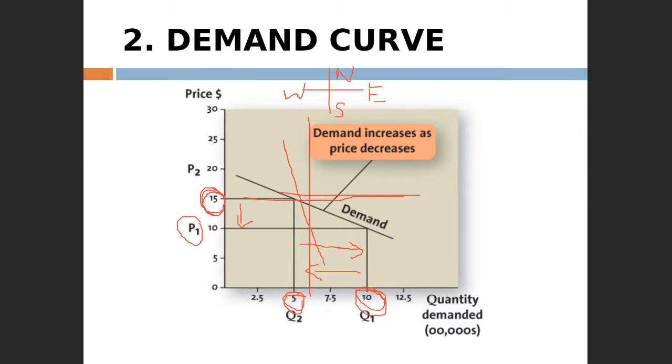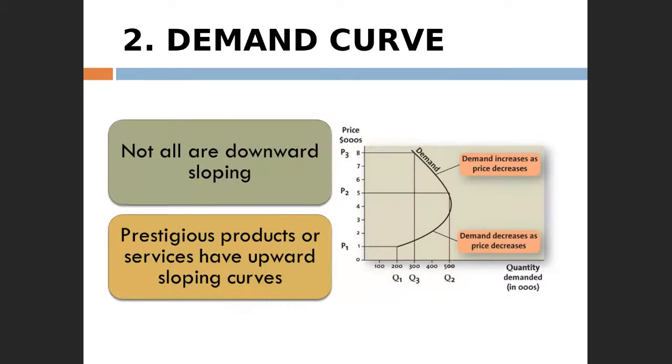Okay. So the demand curve, we have looked at this, the traditional one, the line, and here is something that is non-traditional. Not all demand curves are downward sloping. So prestigious products or services have upward sloping curves. What happens is that for prestigious products, demand actually goes up as price goes up to a point. And then after that, if price still goes up, then the demand actually falls.